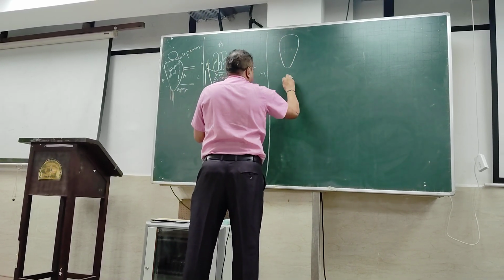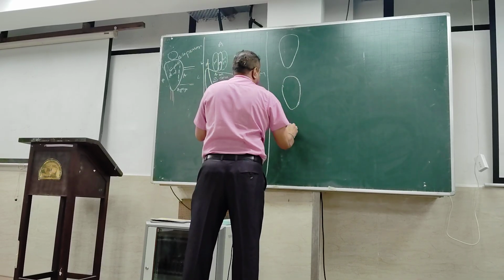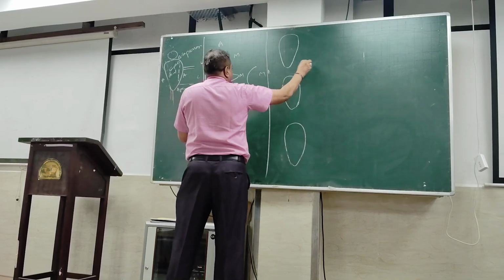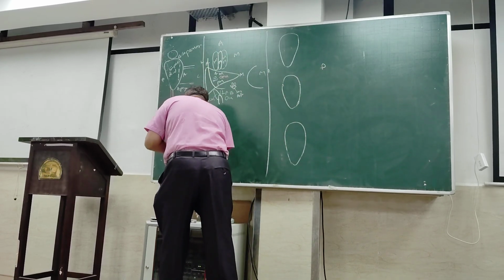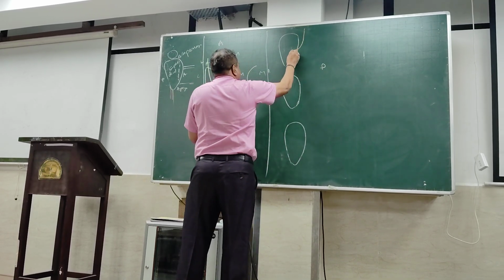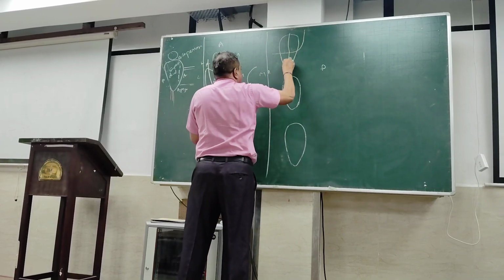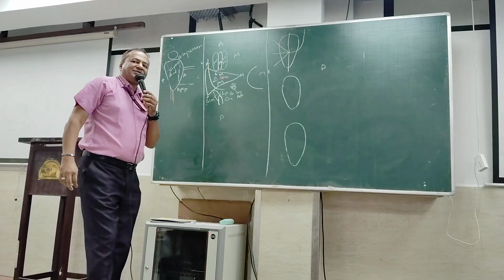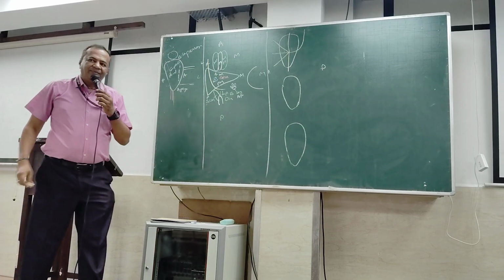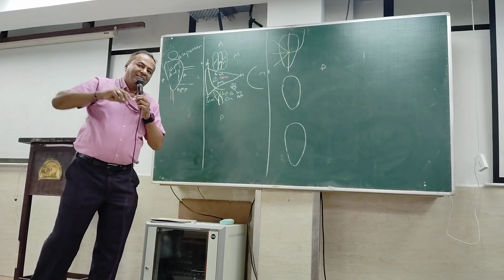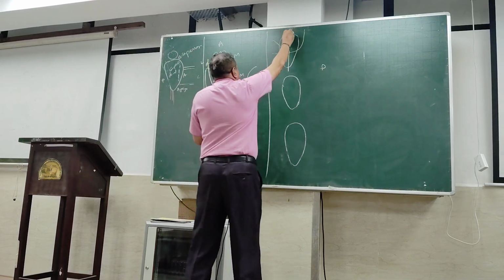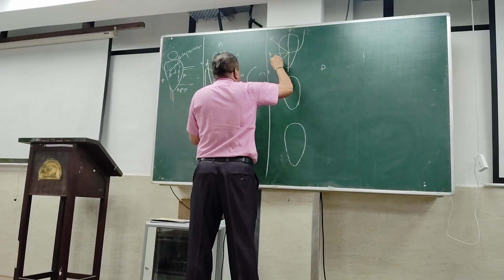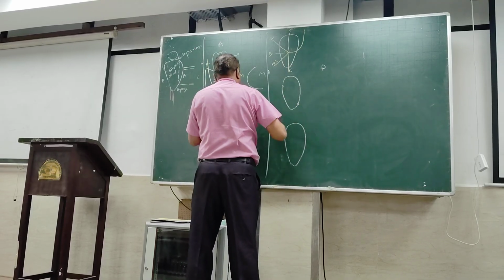Parotid. Consider this as anterior, this as posterior. The facial nerve comes like this, enters the parotid, divides into its 5 branches. You know the 5 branches. Okay? Temporal, zygomatic, buccal, marginal mandibular, and cervical.